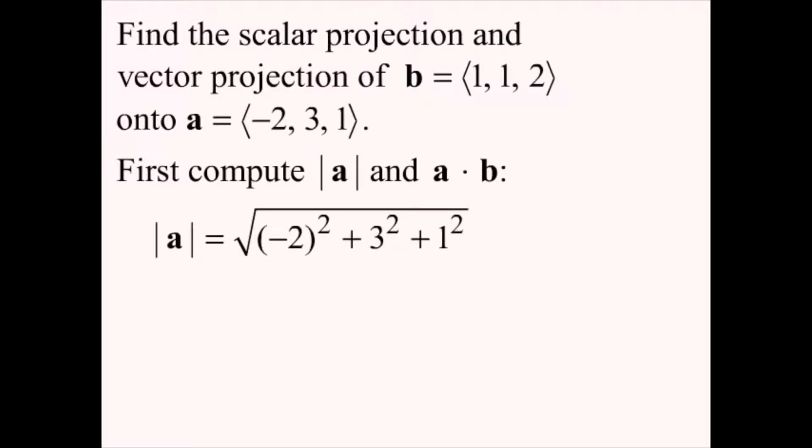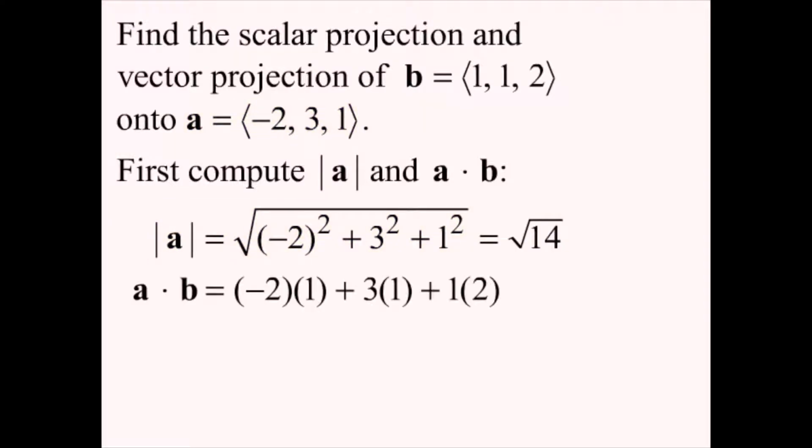First, the length. We know using our distance formula in 3 dimensions that we can sum the squares of our 3 components, then take the square root, and we will find the square root of 14 to be the length of a. Then for the dot product of a and b, we will take our products and sum in the usual manner, and we'll wind up with 3 for the dot product.